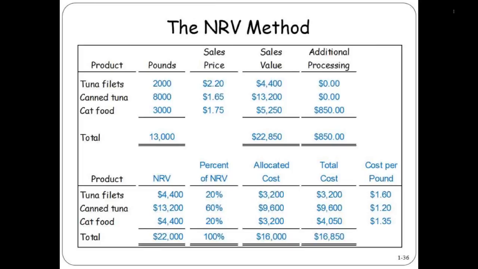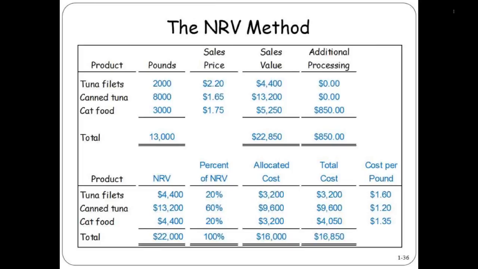You can then allocate your $16,000 in this ratio. At this point, it goes just the same way as the previous method. And for the total cost, you add back in the $850 for the cat food, and you see the cost to produce per pound of each. And that is the net realizable value method in action.